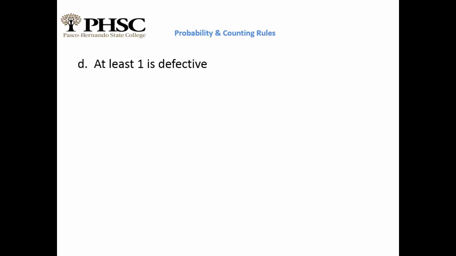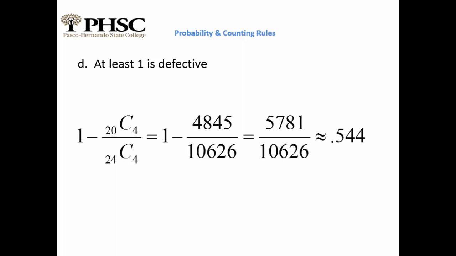And then the last one in this example is at least 1 is defective. This is simply the complement of none are defective. So it's going to be 1 minus 20 choose 4 over 24 choose 4, which gives us about a 54% chance that, when we choose 4, at least 1 of them is defective.